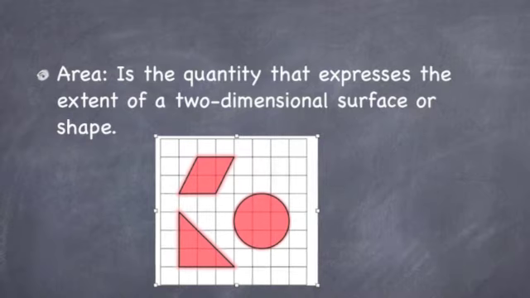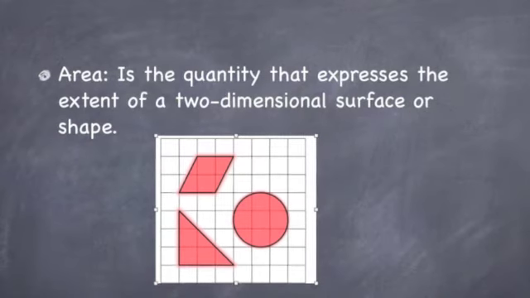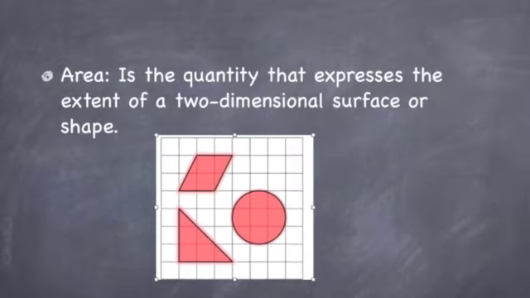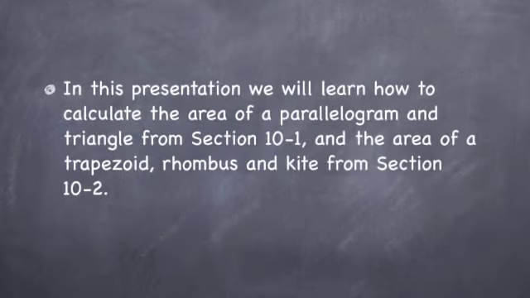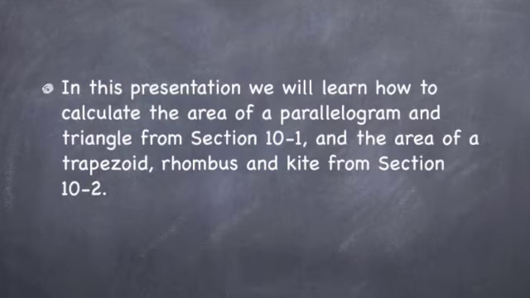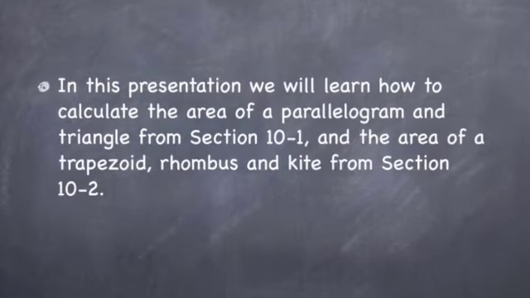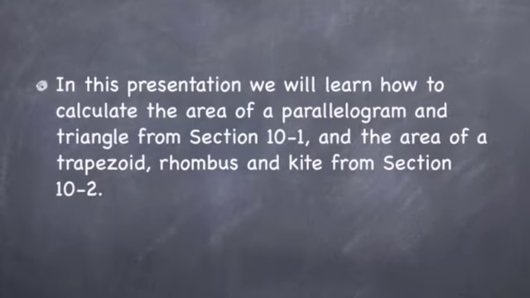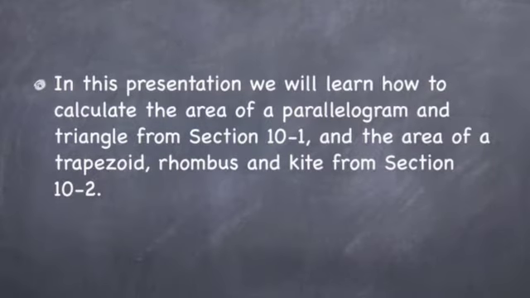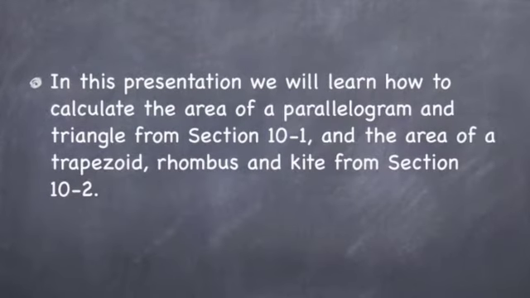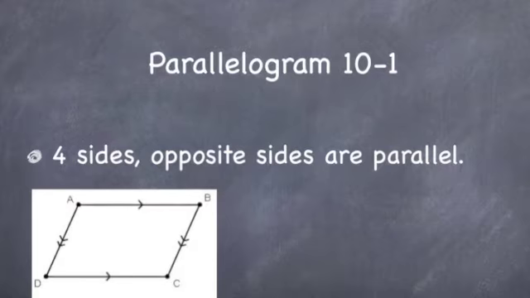Area is the quantity that expresses the extent of a two-dimensional surface or shape. In this presentation, we will learn how to calculate the area of a parallelogram and triangle from section 10.1 and the area of a trapezoid, rhombus, and kite from section 10.2. We will now go over the different shapes that are used throughout sections 10.1 and 10.2.